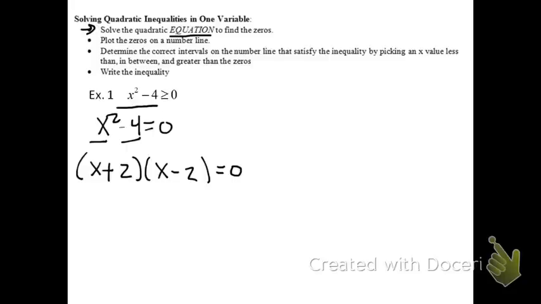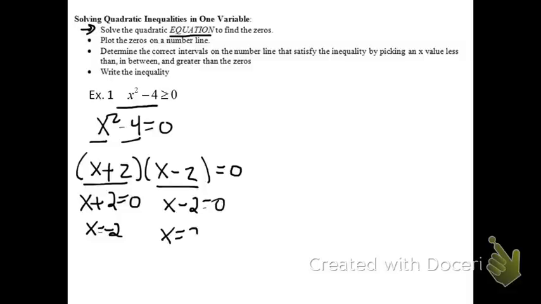Now, to get the solutions here, I have to set each of these factors equal to 0. So I have x plus 2 equal to 0, and if we subtract 2, I will get x equals negative 2 as one zero, and x minus 2 equals 0 when x equals positive 2. So these are 2 solutions, or zeros, to the equation.